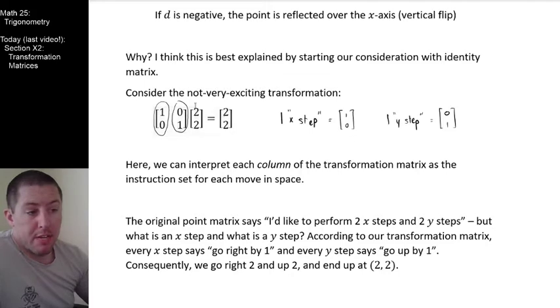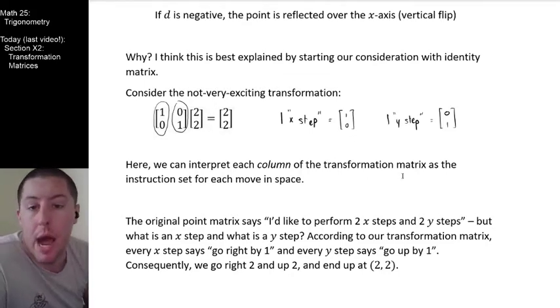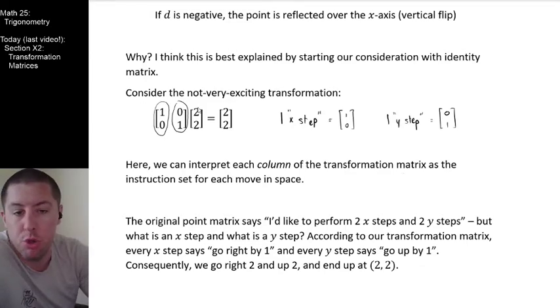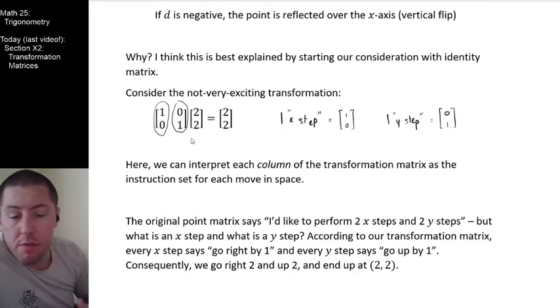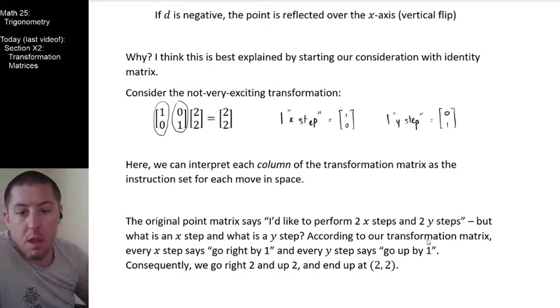The original point 2, 2 says I would like to perform 2 x steps and 2 y steps. That's how I'm interpreting this 2, 2 right here. But what is an x step and a y step? Well, everything that you've ever graphed in your life said one x step is one step to the right and one y step is one step up. What we're doing with our transformation matrix is we're changing that rule set.